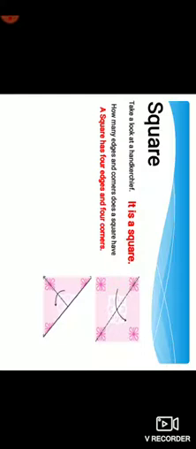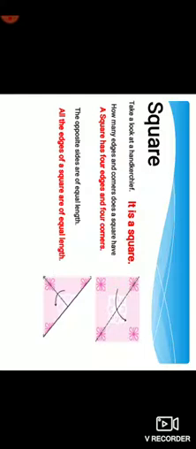Now we shall fold the handkerchief as shown alongside to find out if each corner falls exactly on the one opposite. The corners match and so do the edges that make them up. The opposite sides are of equal length. So all the edges of a square are of equal length.